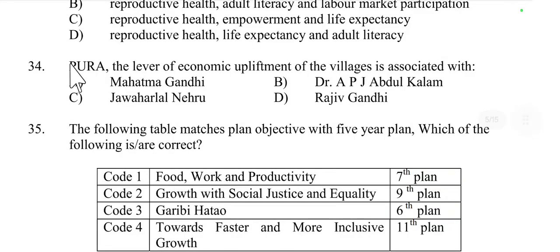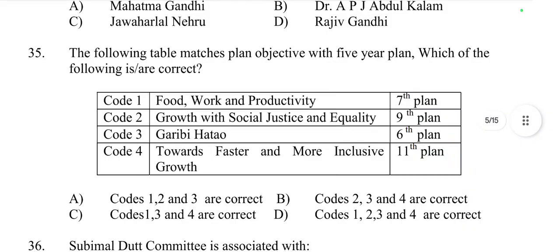Then question number 34. PURA, the economic upliftment of villages, is associated with Mahatma Gandhi, Dr. APJ Abdul Kalam, Jawaharlal Nehru, or Rajiv Gandhi. It is associated with Dr. APJ Abdul Kalam, who gave the concept of PURA. PURA means providing urban amenities in rural areas, that is, providing in villages the kind of benefits that are provided in urban areas. It was given by Dr. APJ Abdul Kalam.